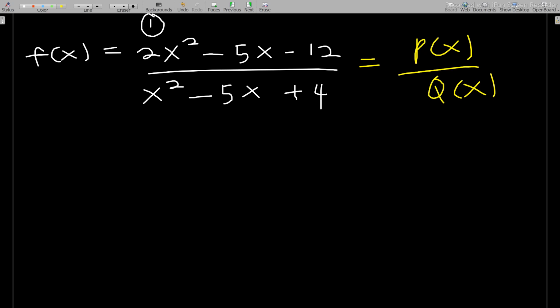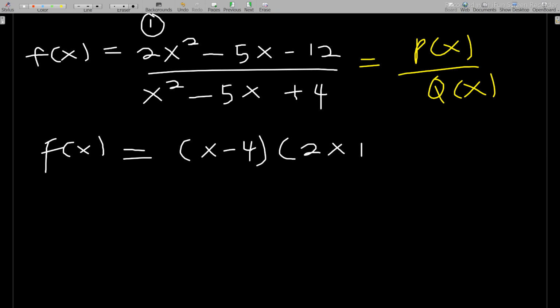So here p of x is just the numerator, and then q of x is the denominator. Okay, so what you have to do is try to factorize both the numerator and denominator and see if they can cancel out. Some of them can cancel out. So if you factor the top one, I hope by now you know how to use a calculator to factorize a quadratic function or do the factorization of a quadratic function by yourself. And this will give me in one bracket x minus 4, multiplied by another bracket 2x plus 3.